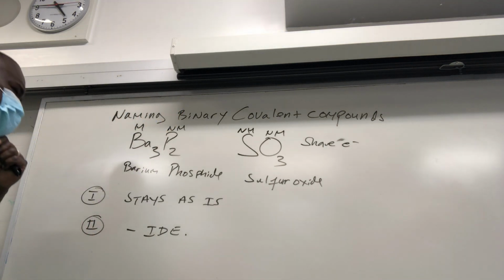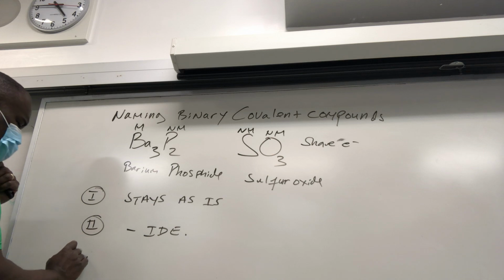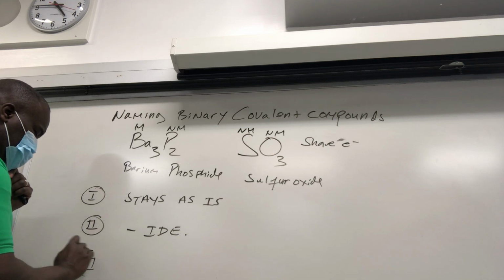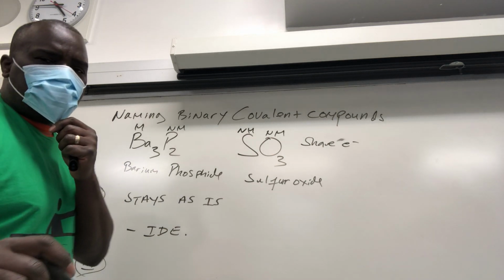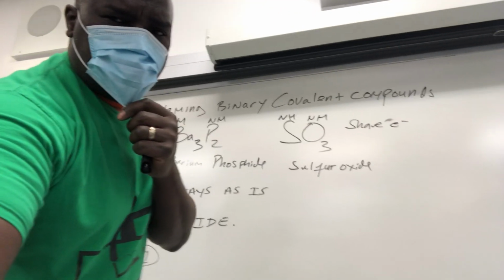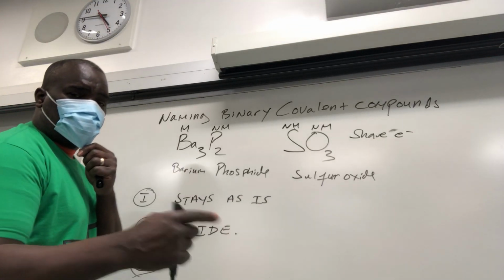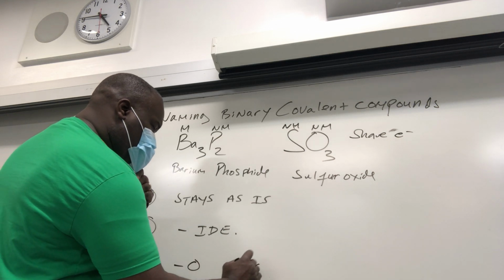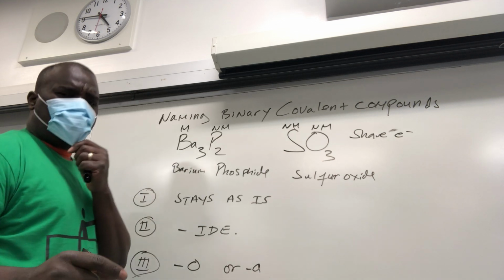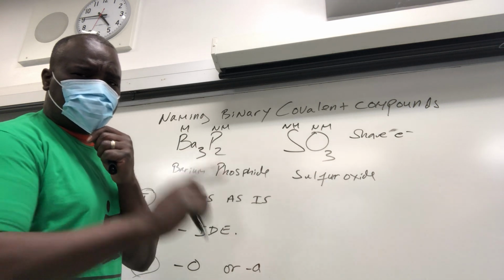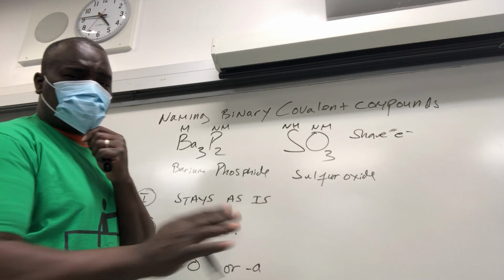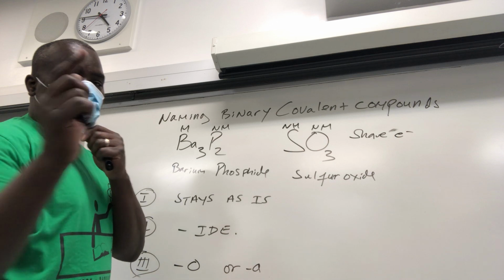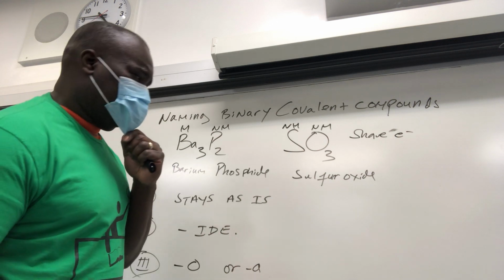Now, point number 3. We're going to modify the prefix name depending on the second guy. Sometimes if the second guy starts with an O or an A, we're going to modify the name of the prefix, if it's from tetra to deca. If that's kind of confusing, I'll show you with an example, so don't worry about it.